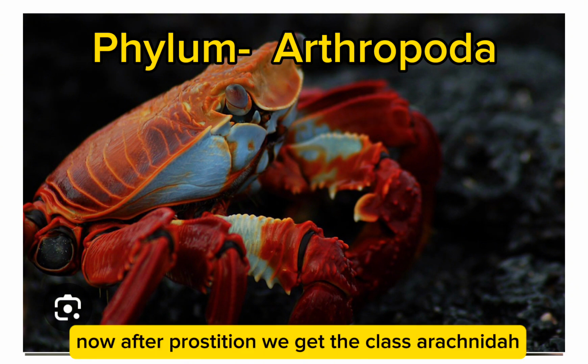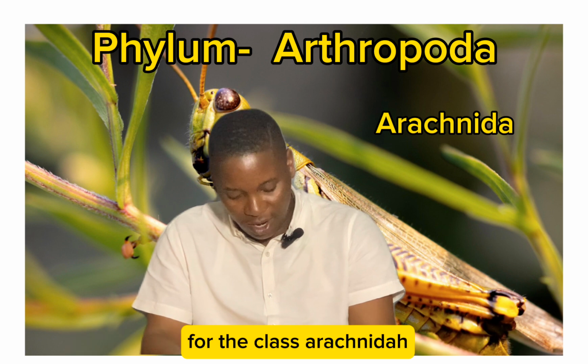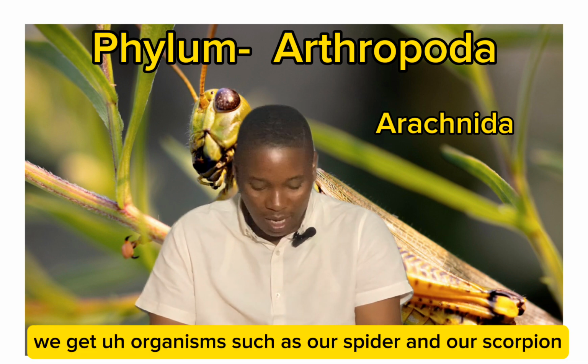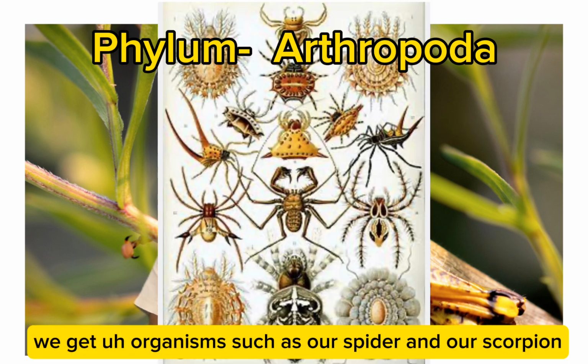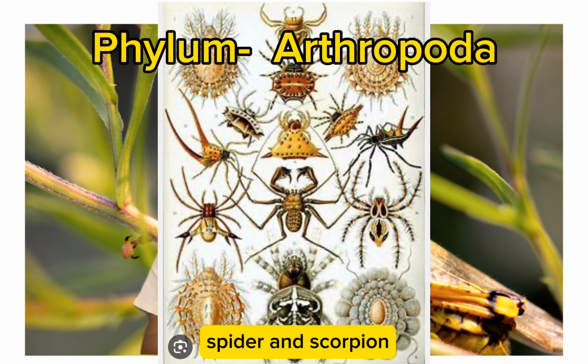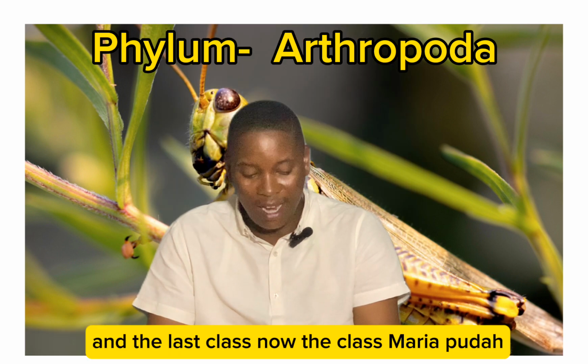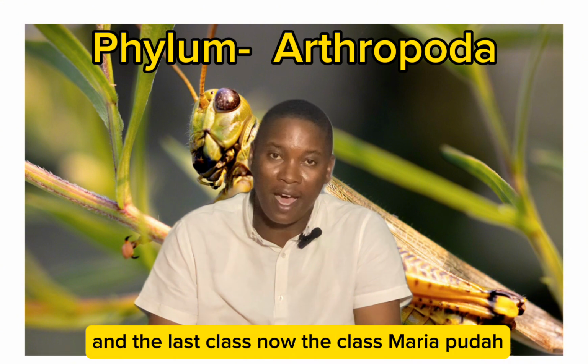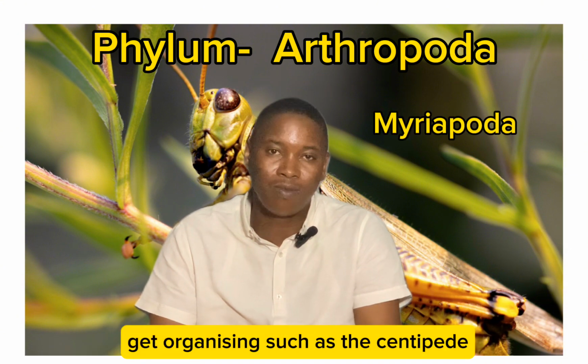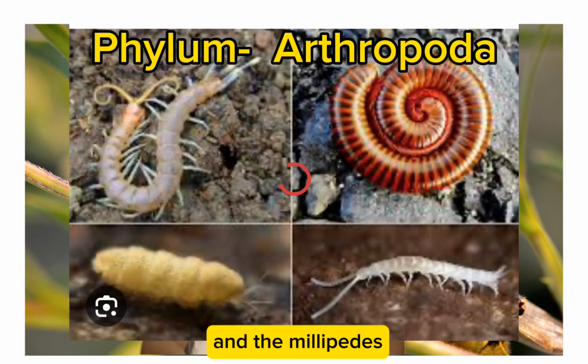Now, after Crustacea, we have the class Arachnida. For the class Arachnida, we have organisms such as spiders and scorpions. Spiders and scorpions are in the class Arachnida. And the last class is the class Myriapoda. The class Myriapoda has organisms such as the centipedes and the millipedes.